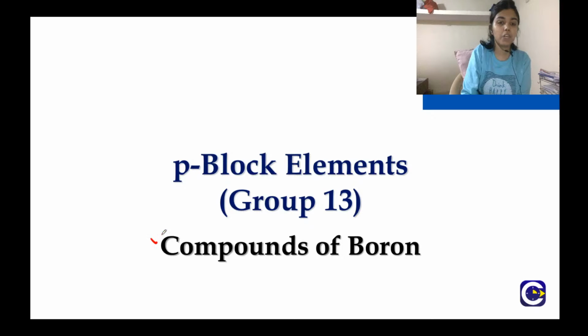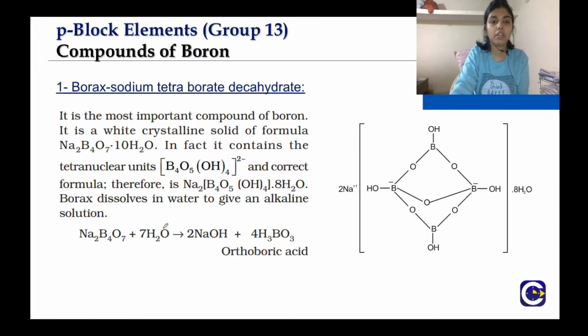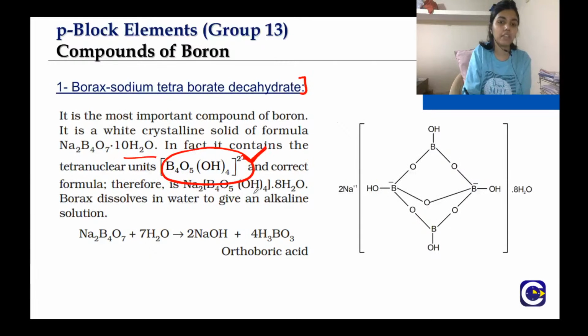Now next, come on to compounds of boron. First one is borax, sodium tetraborate decahydrate. Now this is very important. Borax can be represented by 2 formulas. Either you represent it as Na2B4O7.10H2O, or you can represent it by this formula, [B4O5(OH)4]2-. This is the correct way of representing borax.